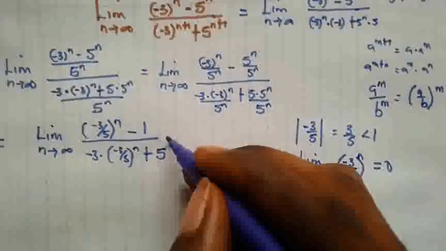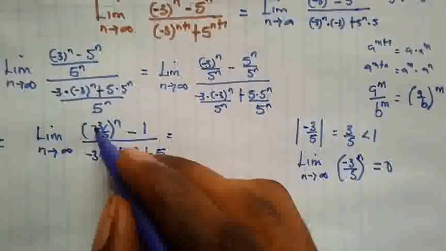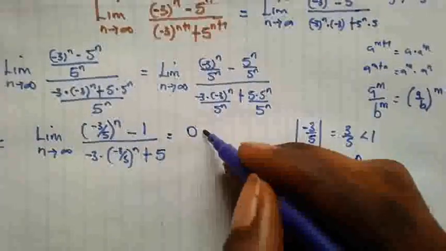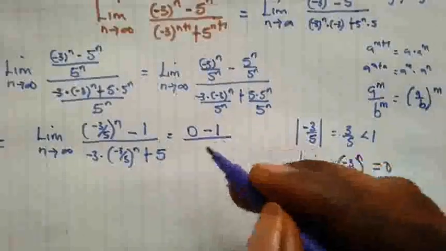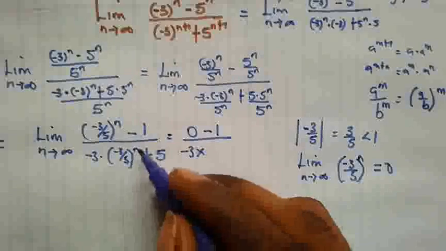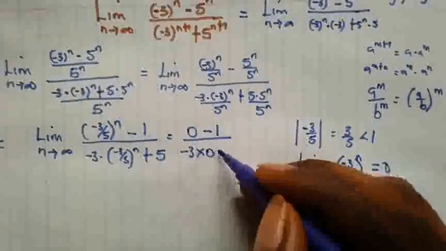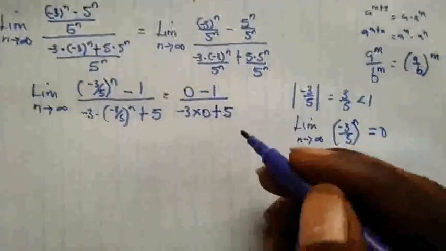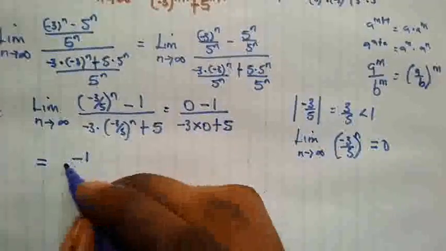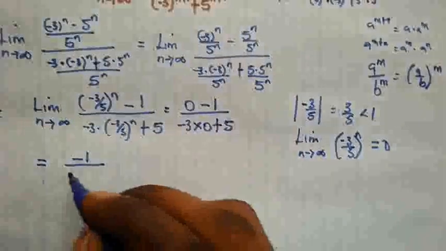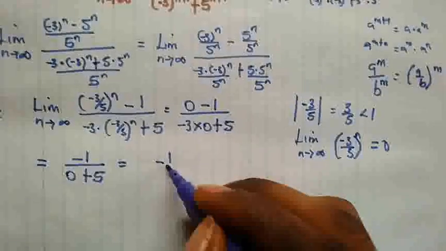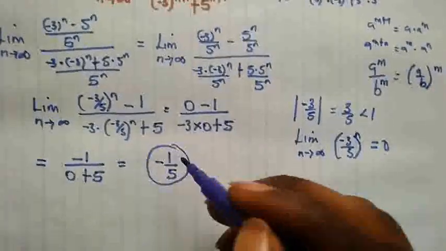Now from here, remember, (-3 over 5)^n as n is approaching infinity is 0, minus 1, all over -3 times (-3 over 5)^n as n is approaching infinity is 0, then plus 5. So we're going to simplify this. We have 0 minus 1 is -1, all over minus 3 times 0 is 0, plus 5, and this is giving us -1 over 5, and this is the right answer to the problem.